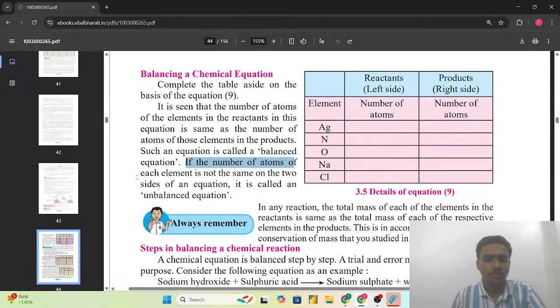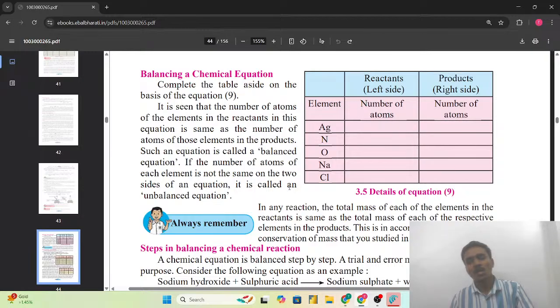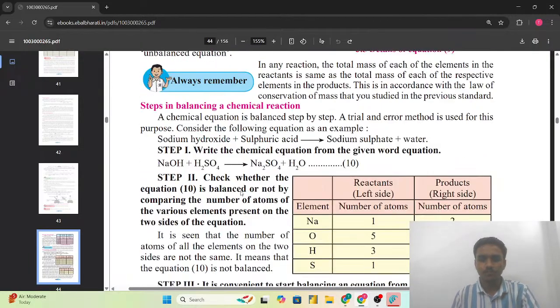If the number of atoms of each element is not the same on the two sides of an equation, it is called an unbalanced equation. मतलब अगर रिएक्टेंट साइड में एक पर्टिकुलर एलिमेंट के जितने नंबर ऑफ एटम्स हैं और प्रोडक्ट साइड में उस पर्टिकुलर एलिमेंट के जितने नंबर ऑफ एटम्स हैं, अगर वो सेम नहीं होंगे, then that equation we call an unbalanced equation.